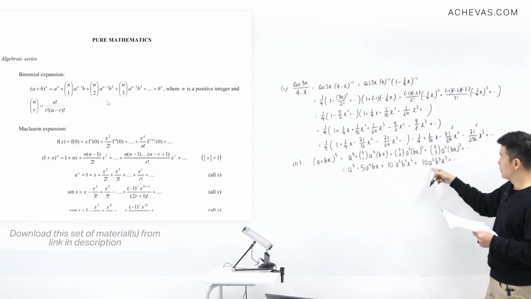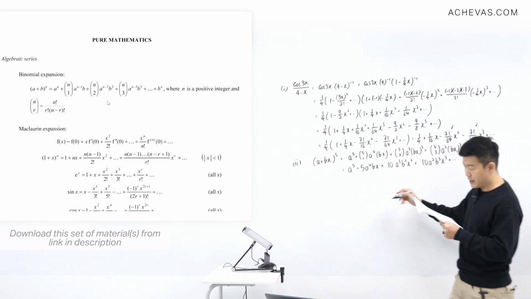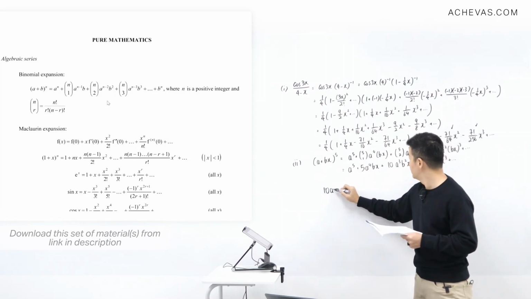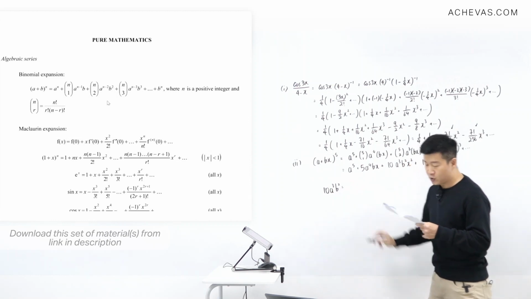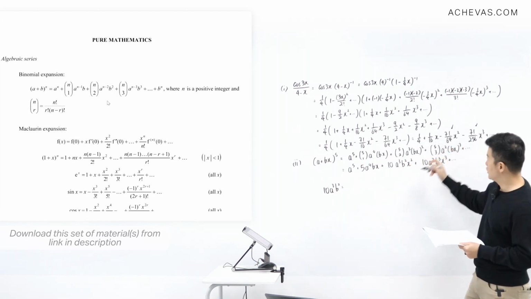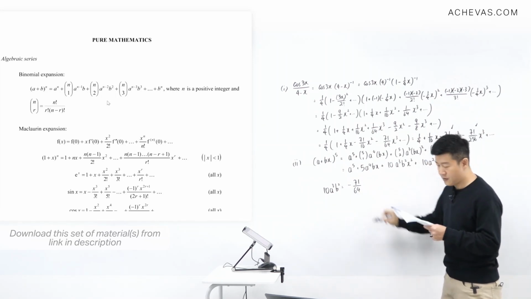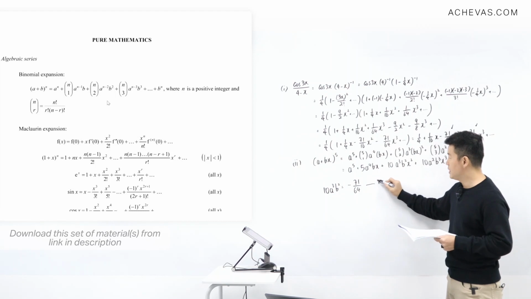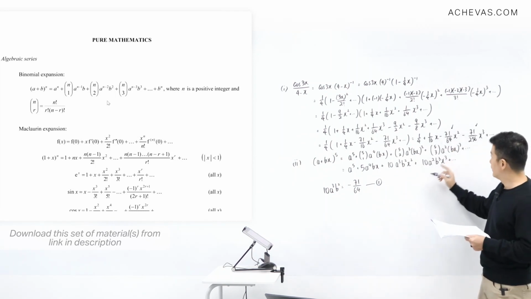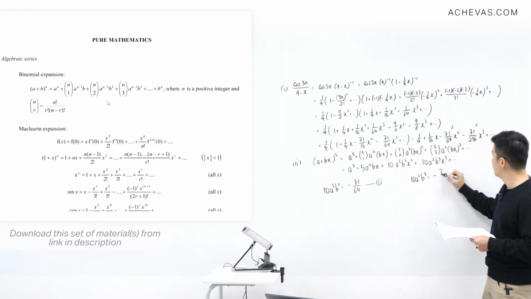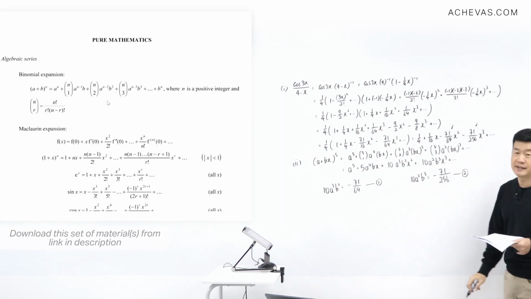So the question says that the third term is equal to the third term, and the fourth term is equal to the fourth term. So let's match this. The third term is 10a to the power of 3 b squared. The coefficients will be the same, so this is equal to negative 71 over 64. This will form my first equation. Then let's match the fourth term, which is 10a to the power of 2 b to the power of 3. This is negative 71 over 256. This is the second equation.